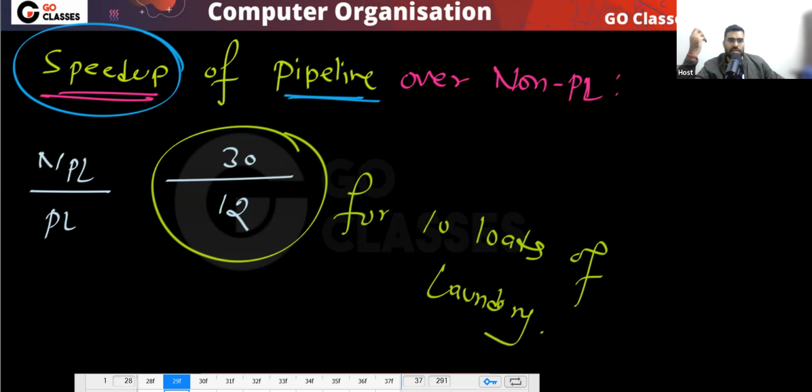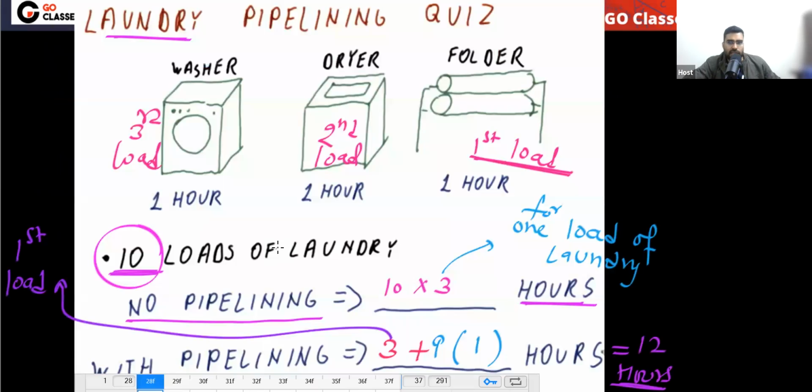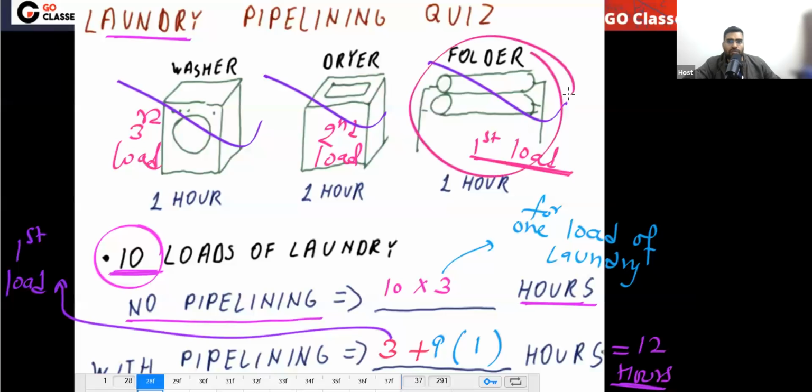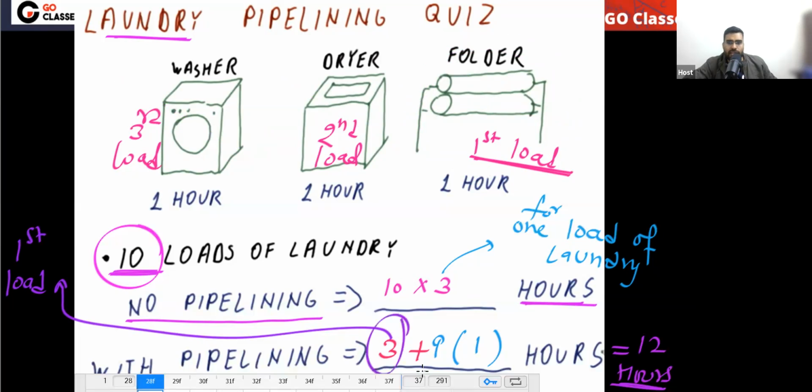So this is a simple question, a simple quiz. What is happening here? Did you understand? You can notice that the first load will take 3 hours. It will go here, then here, then here. But when the first load is over, the second load will take only 1 hour, the third load only 1 hour, the fourth load only 1 hour, and so on. So finally, the first load will take 3 hours, the remaining 9 loads will take only 1 hour each, so you will need only 12 hours.